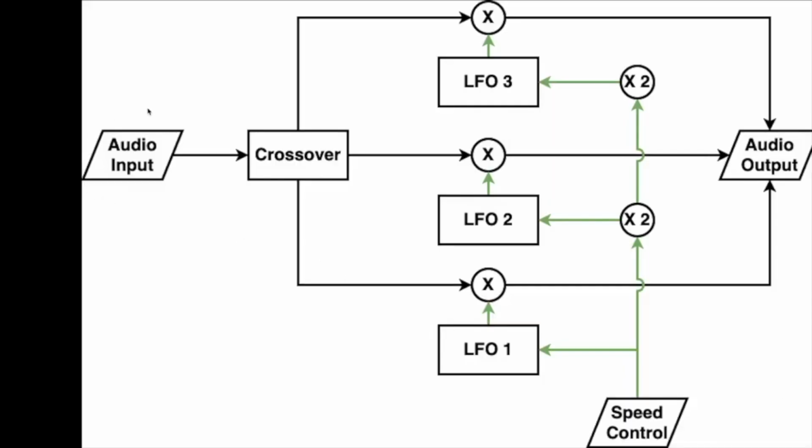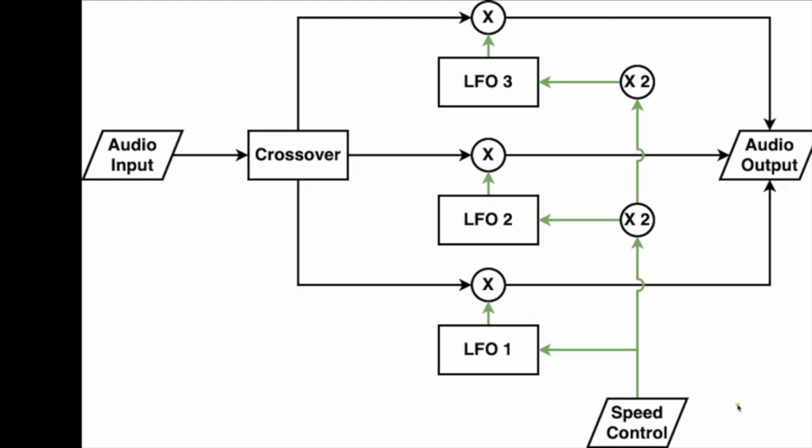I'll just explain the overall concept behind the implementation. So you've got the audio input here, and you've got a crossover, which splits it into lows, mids, and highs. And then each band of audio is multiplied by an LFO, and that creates an independent tremolo for each band, but they're all in sync.